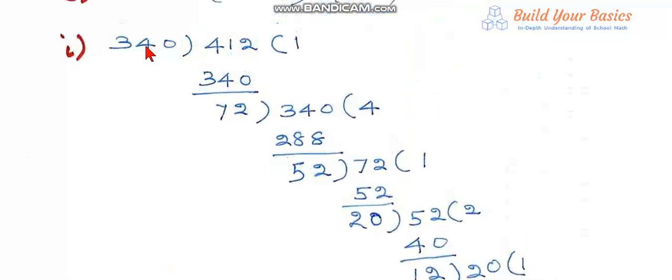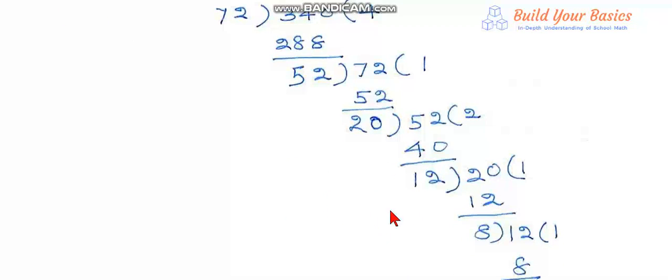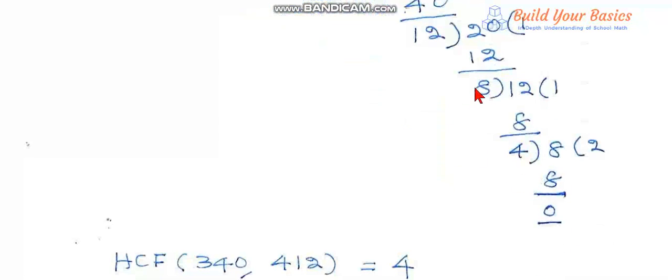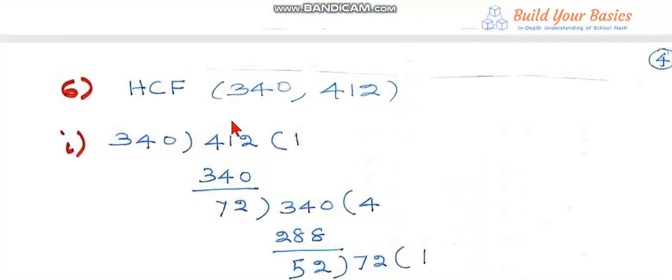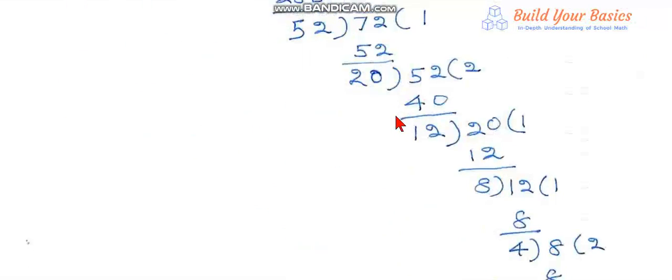412 is divided by 340. The remainder is 72. 72 divides 340. 52 divides 72. 20 divides 52. 12 divides 20. 8 divides 12. 4 divides 8. When the remainder is 0, the division process stops. The last divisor 4 is the HCF. This is the rule due to Euclid. Euclid's algorithm is used to find the HCF of 340 and 412.